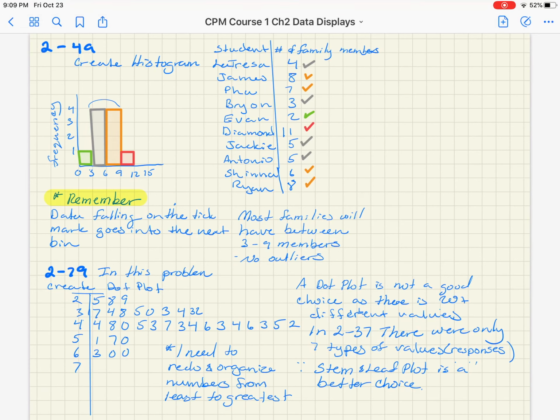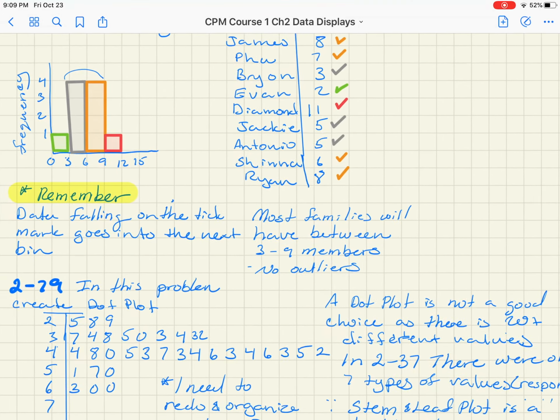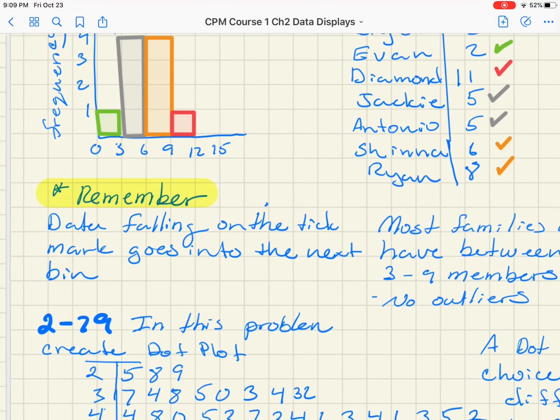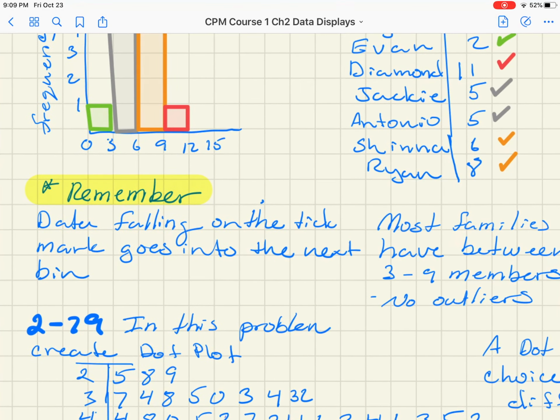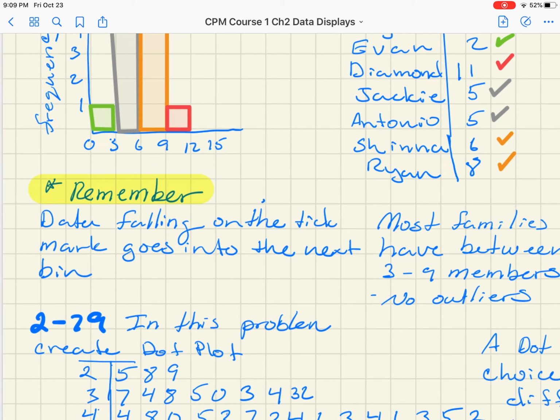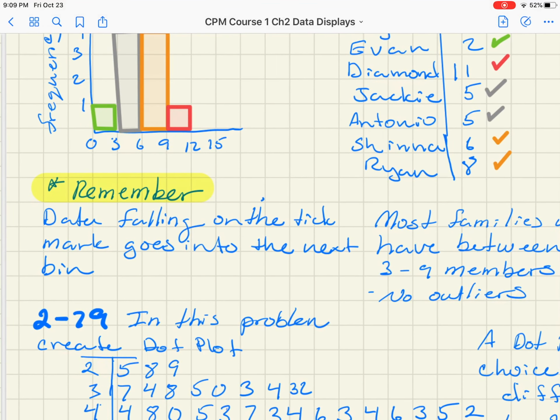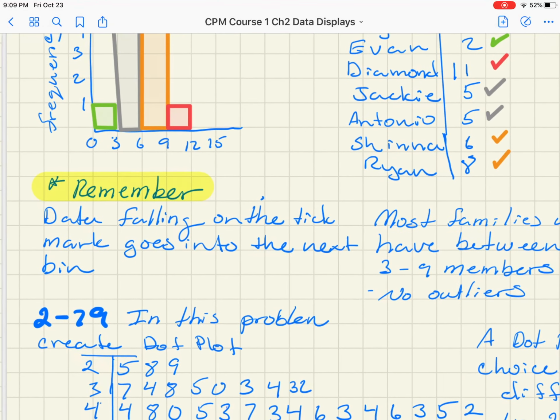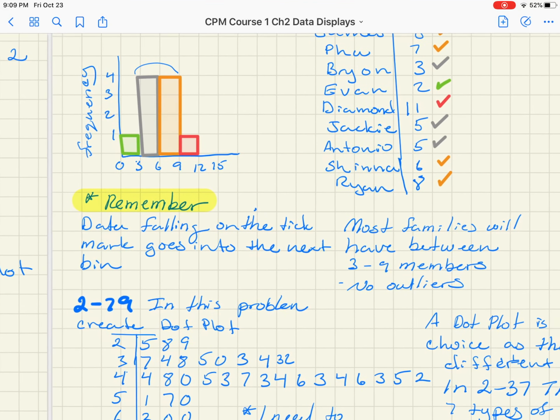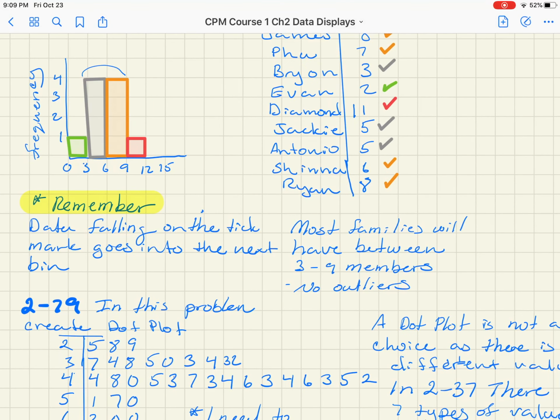On 249 here, it's this important thing to remember. Data falling on a tick mark goes into the next bin. So a tick mark's at 3, 6, 9, 12, 15. I didn't do my little ticks, but I could have.